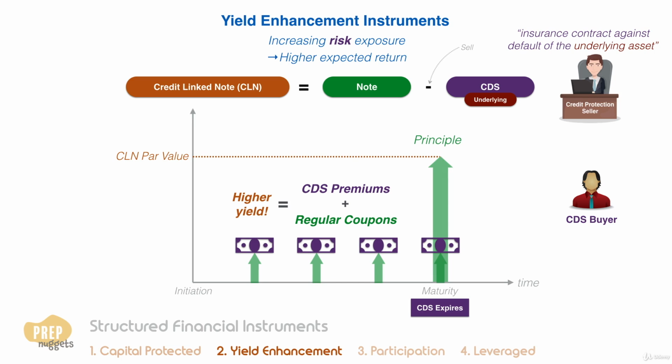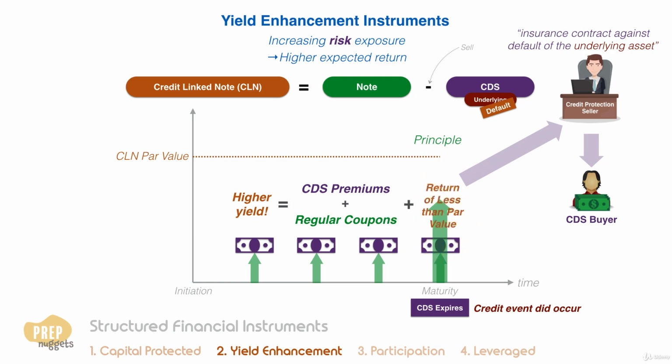However, if by expiration the underlying asset did default, the credit event has occurred. The issuer, being the credit protection seller, will draw from the principal that is supposed to be returned to the CLN holders to pay to the CDS buyer. In such a case, the CLN holder may not receive the full par value back at maturity, and the attempt to increase the yield has failed.